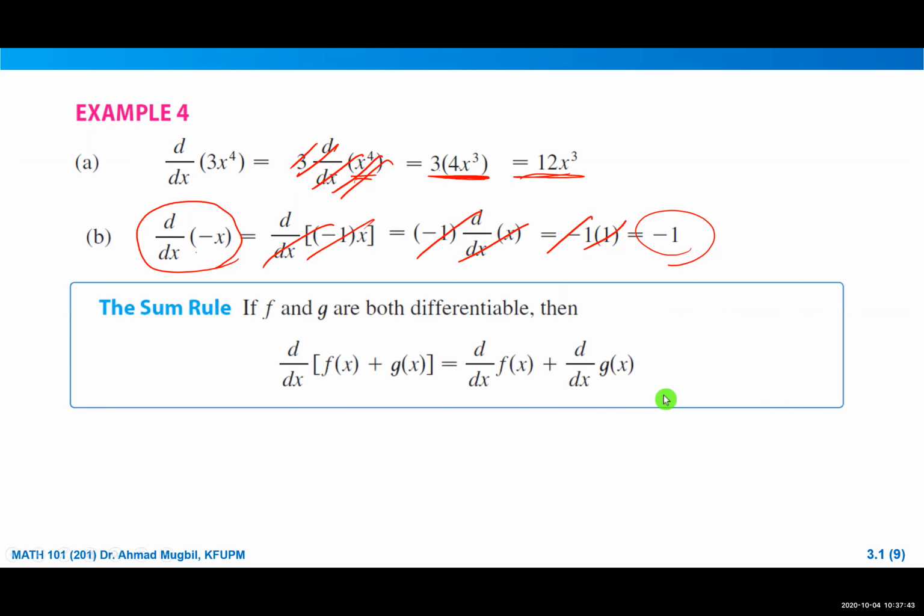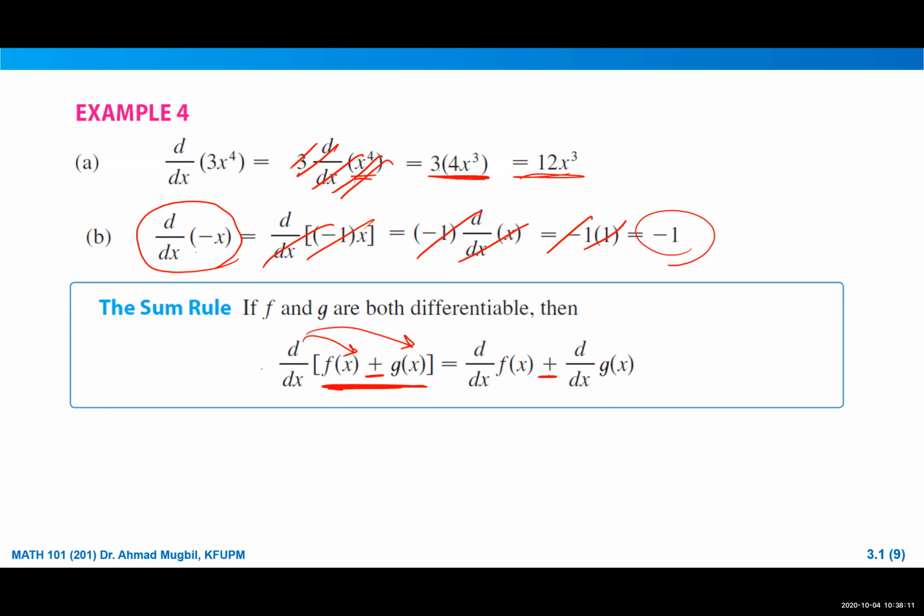So let's take now the sum rule and the difference rule. They are the same. If it is a difference, it will be the same. This is very interesting. If you have two functions that both are differentiable, then the derivative of the sum or the difference is the sum of the derivatives or the difference of the derivatives. So easy.